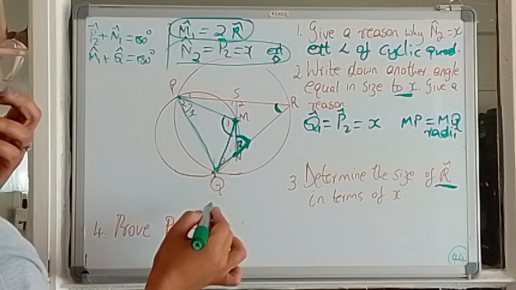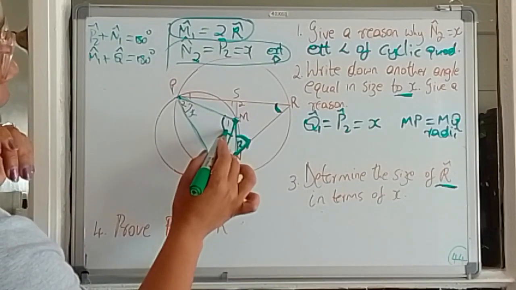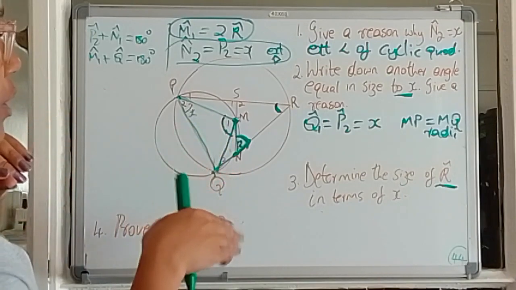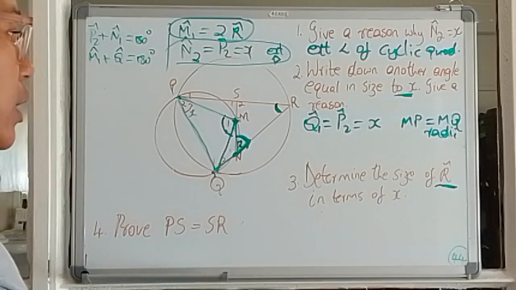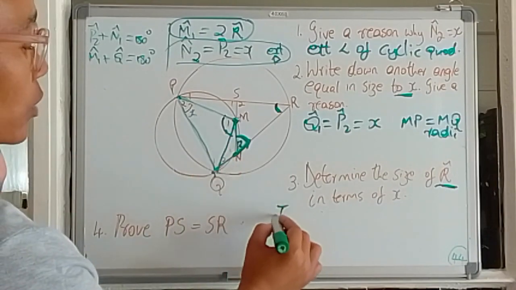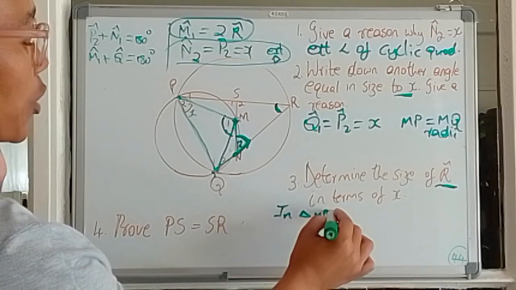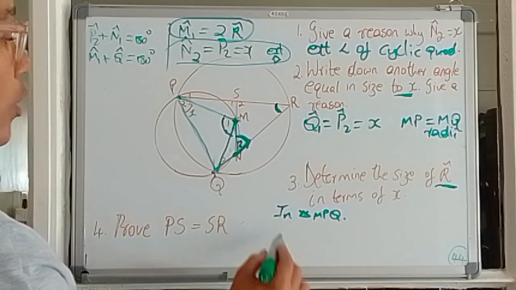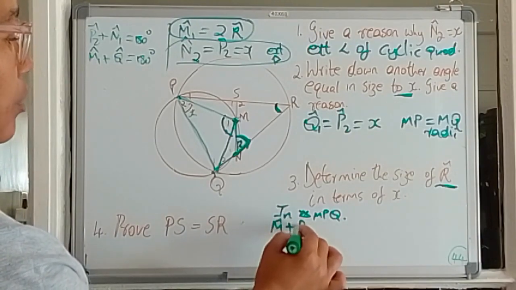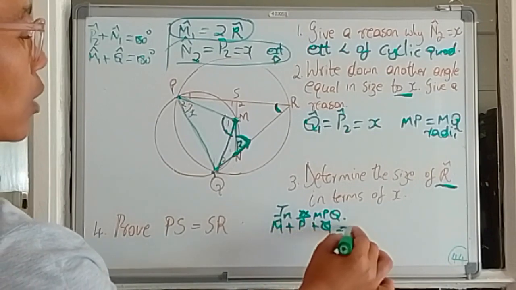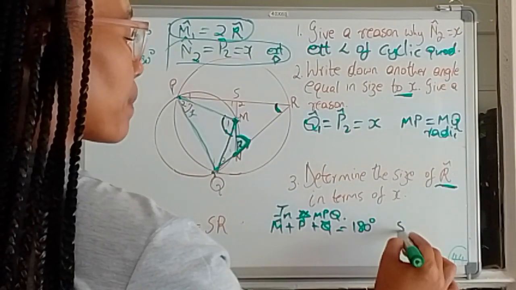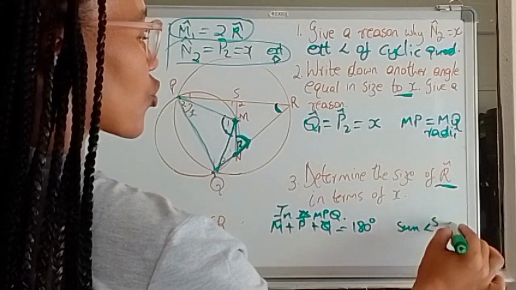R is in relation with M1. R relates with M1 because M1 is at the center, R is at the circumference, and both are subtended by PQ. Okay, let's take this one step by step. Obviously, we need to find M1 first. In triangle MPQ, we've determined that it is an isosceles triangle. So we know that angle M1 plus angle P plus angle Q1 will be equal to 180. What's the reason? The famous reason: the sum of angles of a triangle.